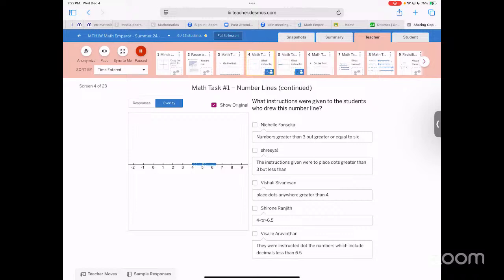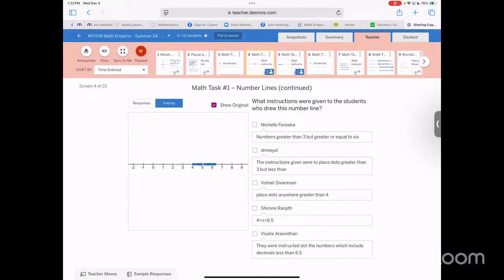Shreya says the instruction given was to place the dots greater than 3 but less than... okay, I posted. Vishali says place the dots anywhere greater than 4. Not quite correct, because then I'm missing the dots for 7, 8, 9. Sharon tried to put something fancy. He says anything 4, and then his inequality is not quite correct.